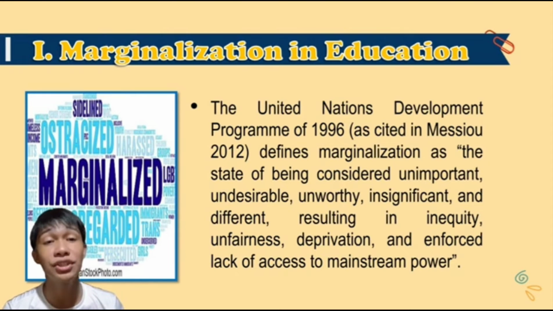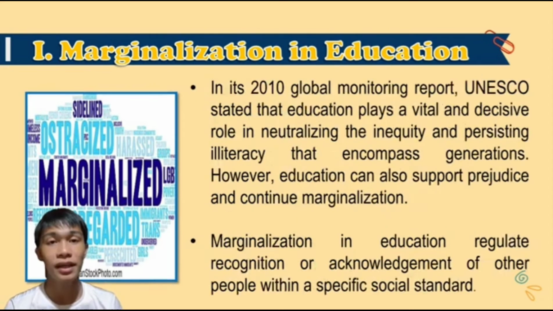So basically, marginalizing is when a person or a group is made less important and are pushed out of the picture. In its 2010 Global Monitoring Report, UNESCO stated that education plays a vital and decisive role in neutralizing the inequity and persisting illiteracy that encompass generations. However, education can also support prejudice and continue marginalization. Marginalization and education regulate recognition or acknowledgement of other people within a specific social standard.